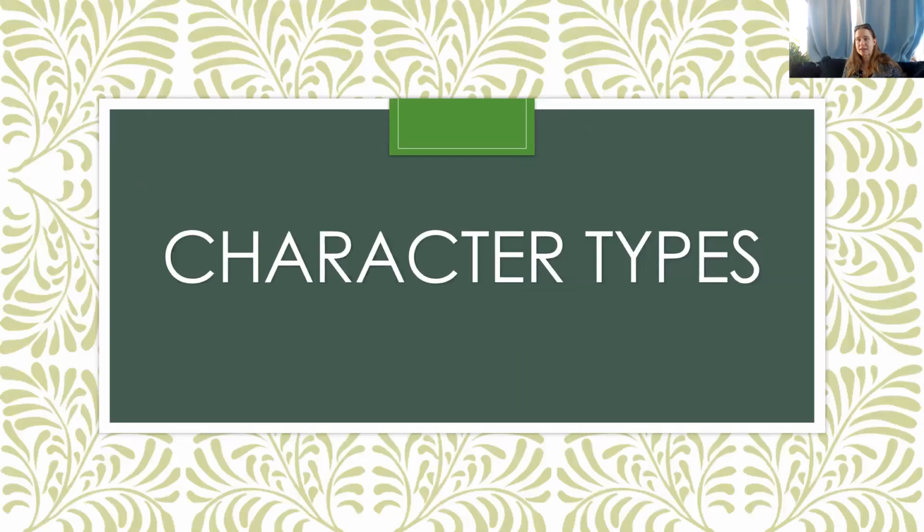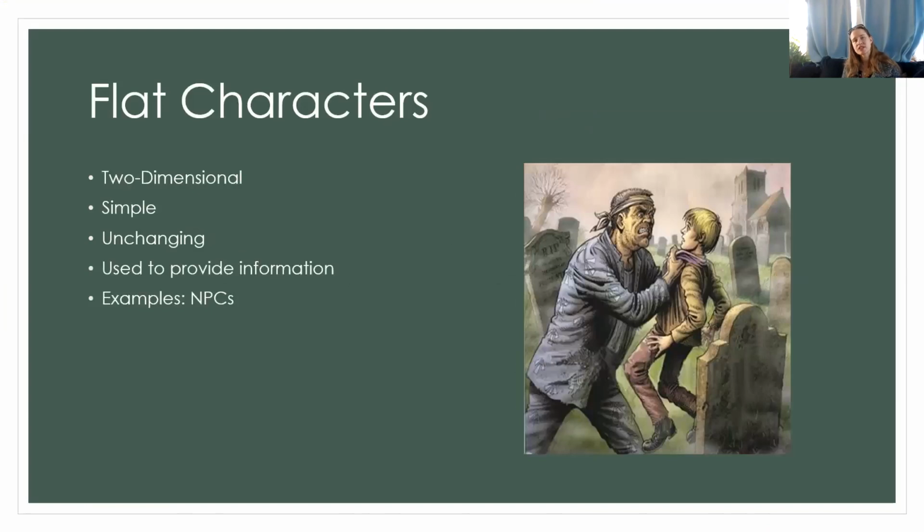There are different types of characters that you will encounter in each piece of fiction. The first is a flat character. A flat character implies a person who's two-dimensional. They're fairly simple and probably unchanging. These are the characters who we encounter at the outset, but they're more or less the same from their first appearance as they are in their last appearance.